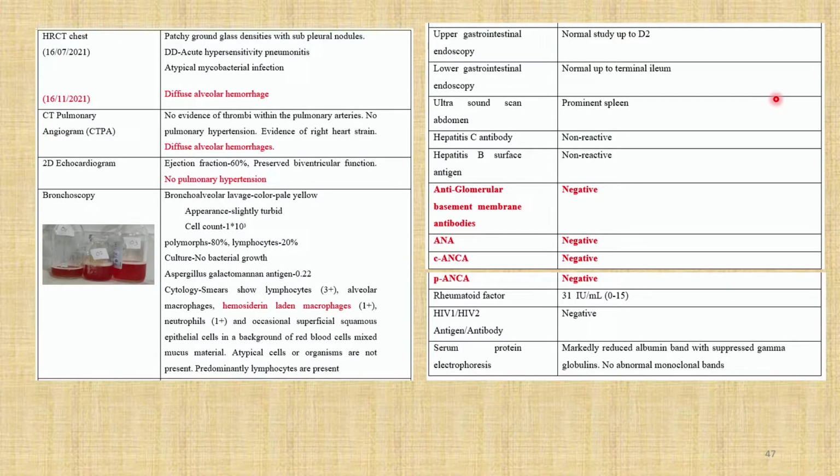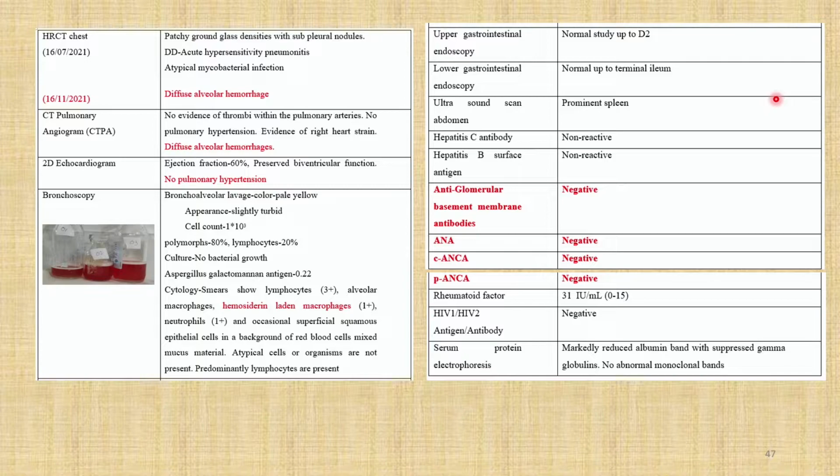This is the diagnostic workup that we did there. You can see the repeat chest CT, there's nothing much. The differential diagnosis was only DAH, and the CT pulmonary angiogram shows there's nothing else. Even the 2D echo is normal, and this is the actual picture of the bronchoscopy that we did there. It clearly showed the hemosiderin-laden macrophages. And we did all the investigations, including anti-GBM and so on, and everything was normal.